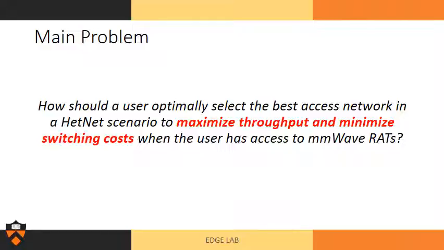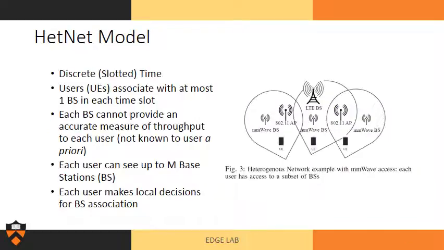The main problem we address in these slides is how exactly should a user optimally select the best access network in a HetNet scenario to maximize throughput and minimize switching costs when the user has access to millimeter wave RATs. The HetNet model we use is the following. We work in discrete slotted time where users, UEs, associate with at most one base station in each time slot. Each base station cannot provide an accurate measure of throughput to each user. This is not known a priori. Each user can see up to M base stations, and each user makes local decisions for base station association, as you can see on the right-hand side in Figure 3.